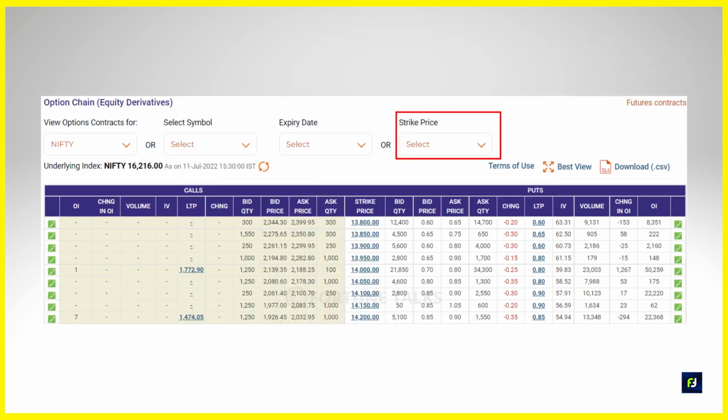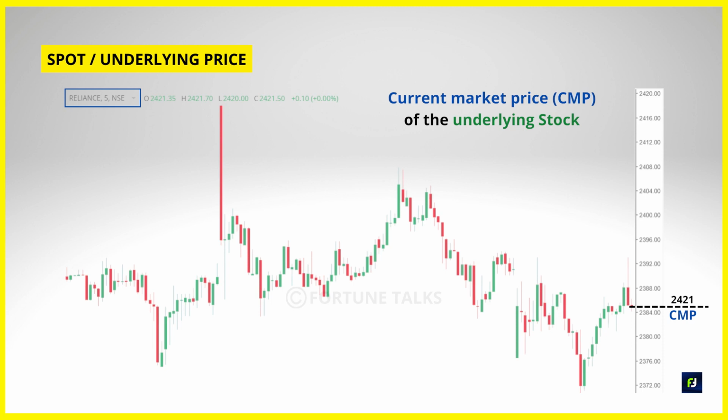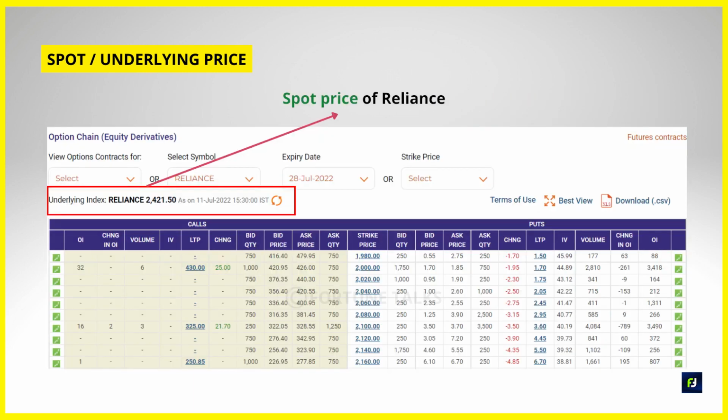Now the next component is the strike price. In order to understand the strike price, let us shed some light on spot price first. The spot price is the current market price of the underlying, which is considered as a reference while selecting a particular strike price. For example, Reliance stock is trading at the current market price of 2,400 rupees in the spot market. This is the spot price or the underlying price for Reliance. You can see the spot price just below the contract symbol in the option chain.